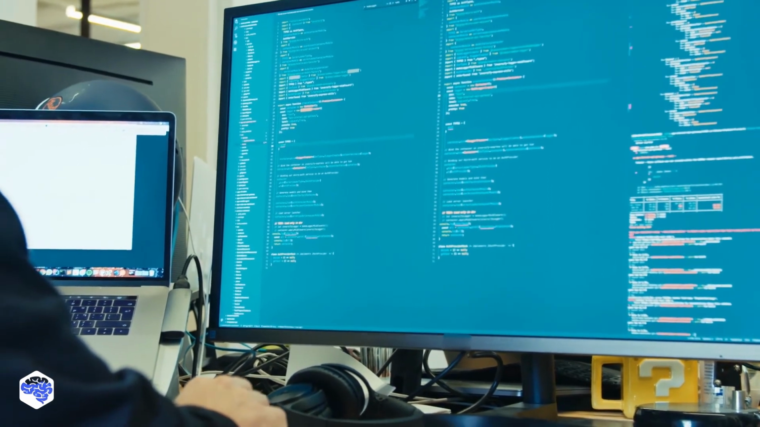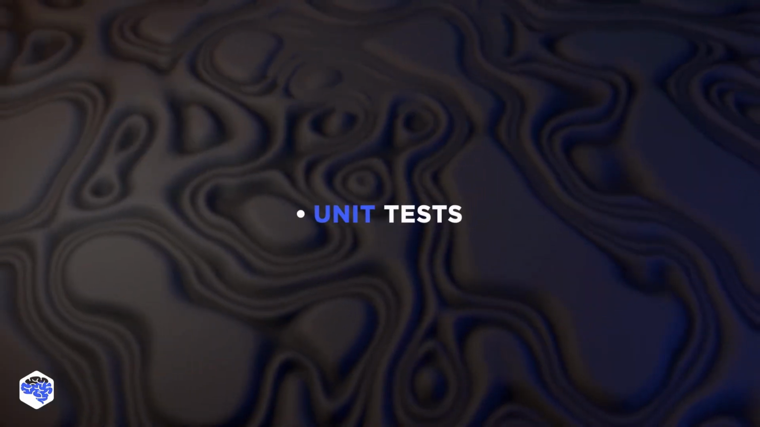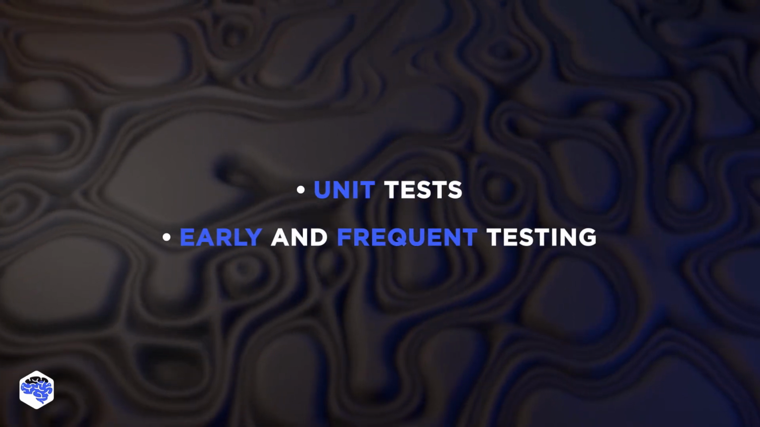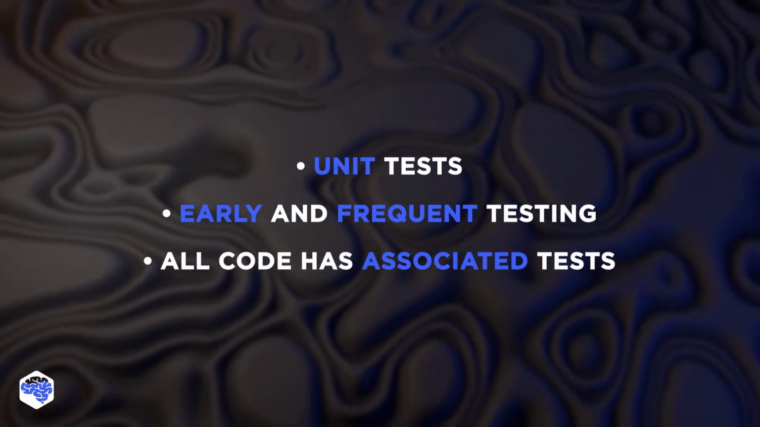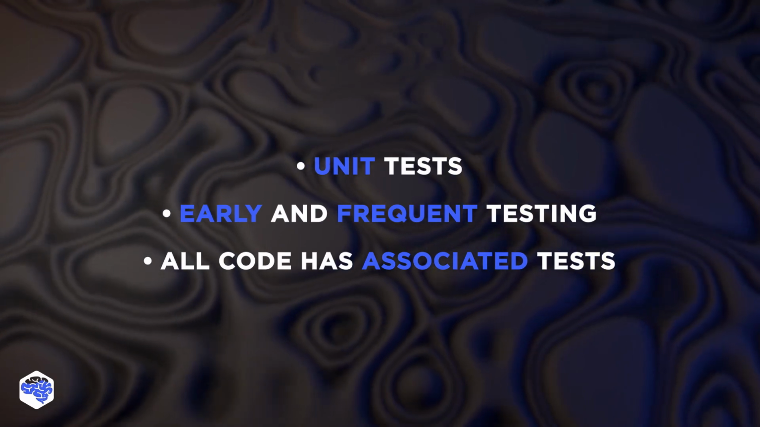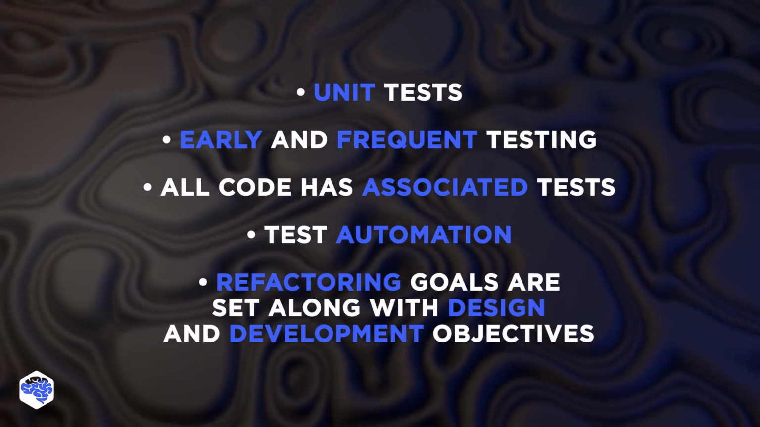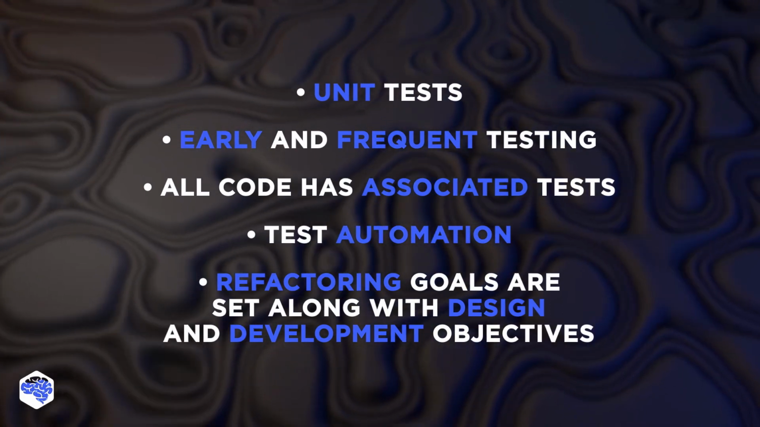Among its principles are: all code must have unit tests. XP encourages early and frequent testing. XP demands that all code have associated tests. XP promotes test automation. The team sets refactoring goals along with design and development objectives.